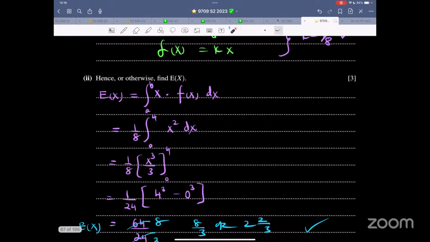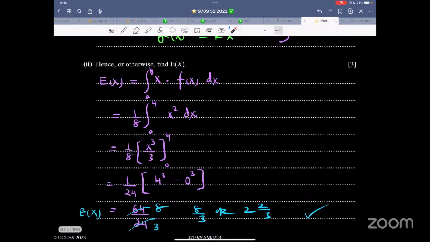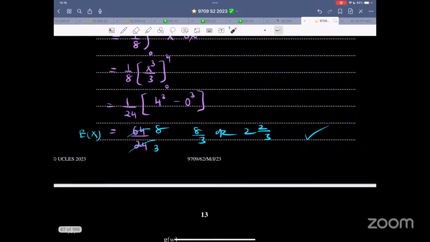And now it says, hence or otherwise find the expectation of X. Over here, you multiply x into f(x), and this is kx, with k on the outside. This becomes x squared, integrate to get x cubed over 3 between the limits 0 and 4. And the expectation comes out to be this.